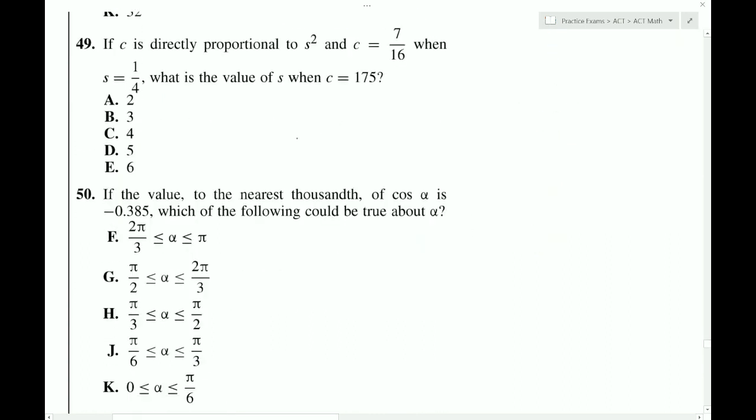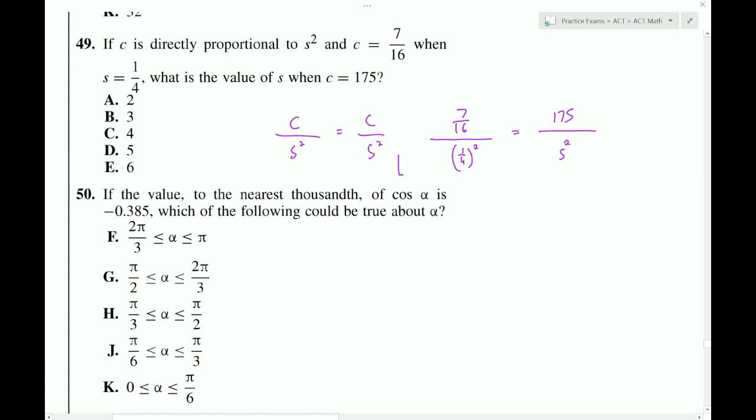C is directly proportional to S squared. So that means I can set up the following situation. Alright, we can set up a direct proportion. Except for this time, of course, one of the variables is getting squared. When C is 7/16, S is 1/4. Notice I have to square this 1/4 because, again, it's S squared. What is the value of S when C is 175?